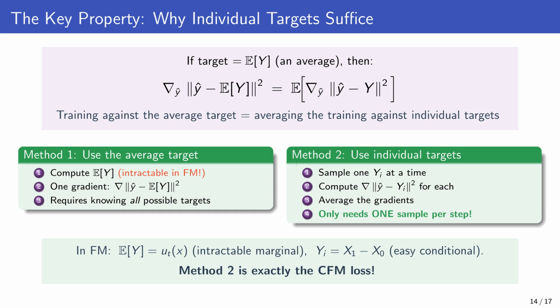Now connect this to flow matching. The average target E of y is the marginal velocity u_t of x, which requires integrating over the entire dataset. That is intractable. But the individual targets y_i are just x1 minus x0, the conditional velocity for one noise-data pair. That is trivially easy to compute. The gradient linearity of MSE guarantees that training with these easy individual targets gives the same gradients as the intractable average. This is the conditional flow matching loss, and this is why it works.